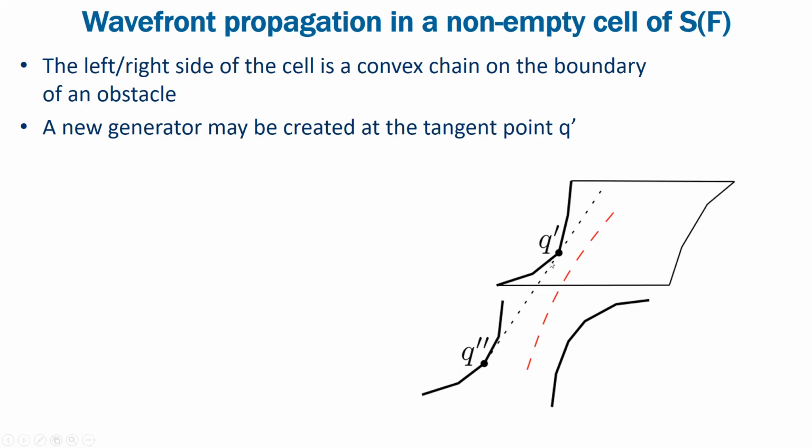So in this case, a new generator can be created at the tangent point. For example, this is the common tangent between this convex chain and this generator, and this is the common tangent point Q. And this is the bisector between this generator and this generator. This bisector does not intersect this convex chain. So in this case, a new generator will be created at Q prime.